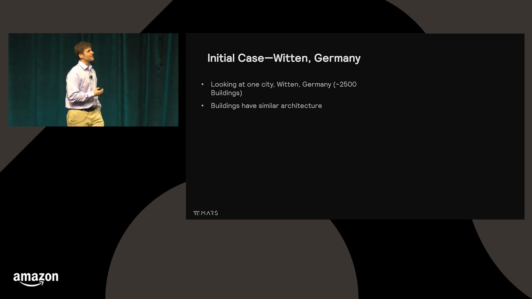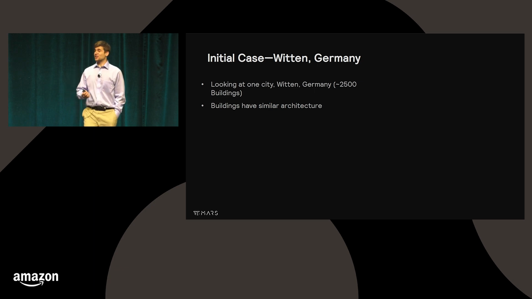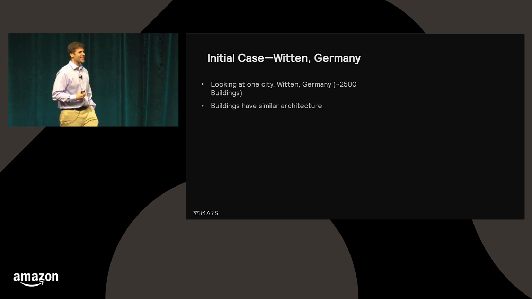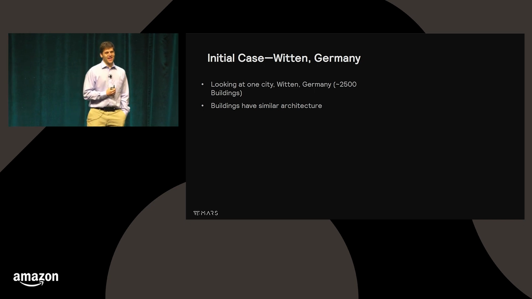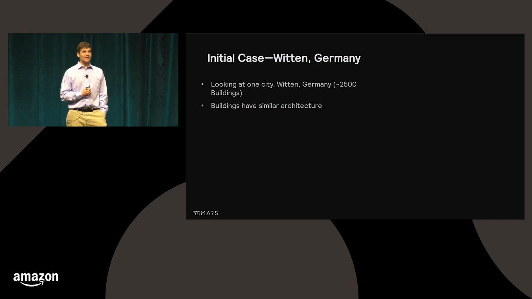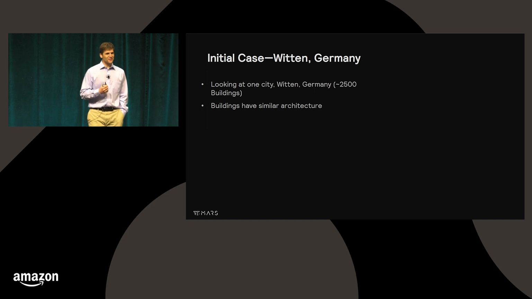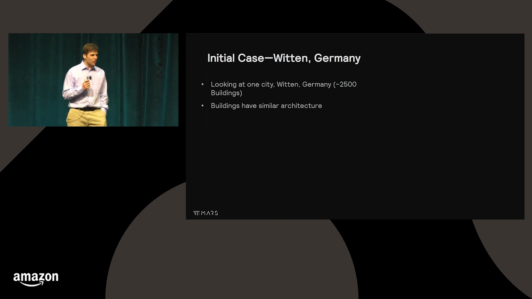For the very first time, the reason that drove me to try this is I had just taken a machine learning class, just one, had learned it, and I wanted to try machine learning to do this. I wasn't super confident in my abilities, so the very first time I wanted to try something dead simple, just see if it would work. So I looked at one city and one city only: Witten, Germany, and I had about 2,500 labeled buildings that I worked with.